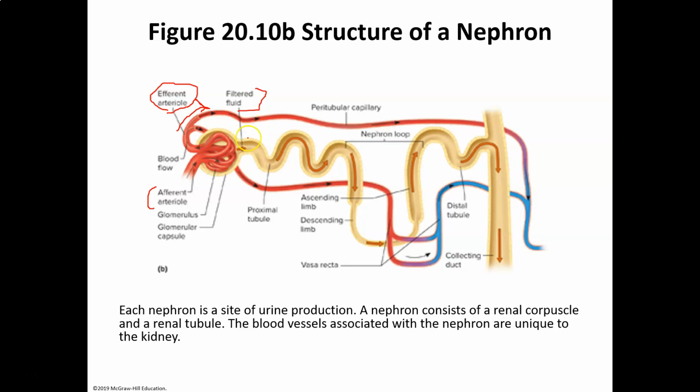All that stuff is called glomerular filtrate. It is in the proximal tubule. Now your proximal tubule has a chance to decide: do I want this stuff or do I not want this stuff? Do I want to throw it away? Do I want to pull it back?